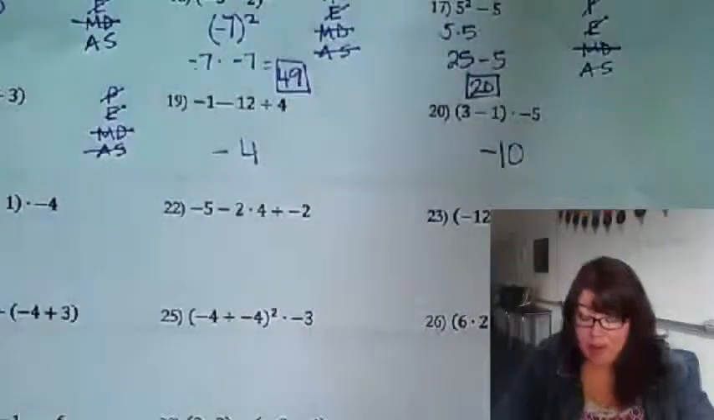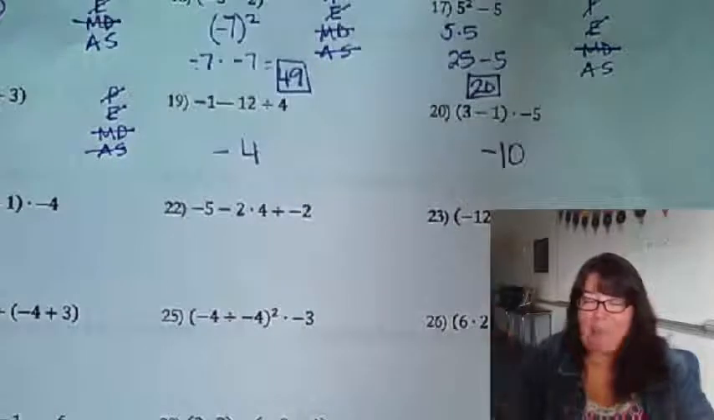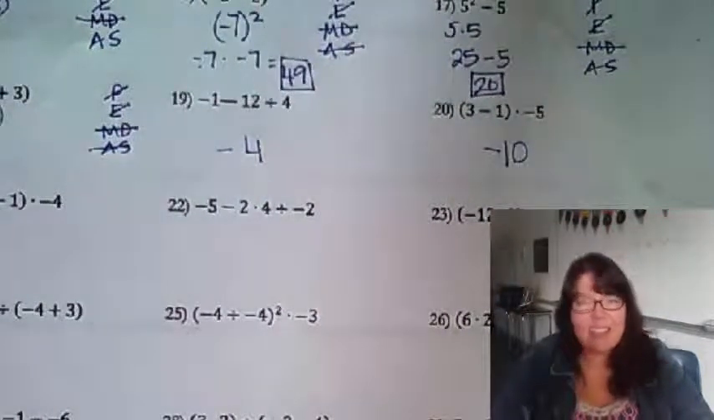So that's what you should have gotten, -4 and -10. How'd you do? I bet you did just fine. But remember, if you have any questions, you can bring them to class. Let's take a look at a few more.